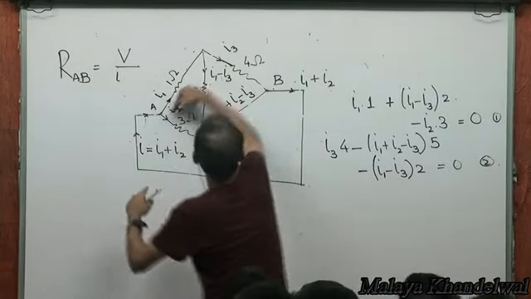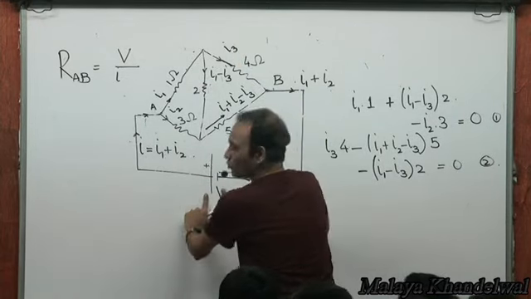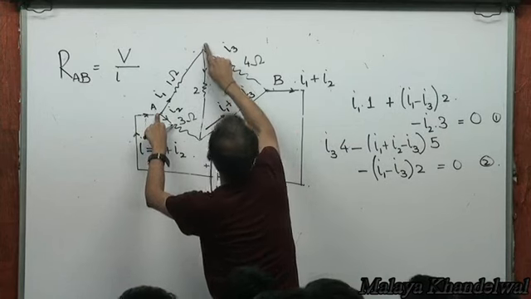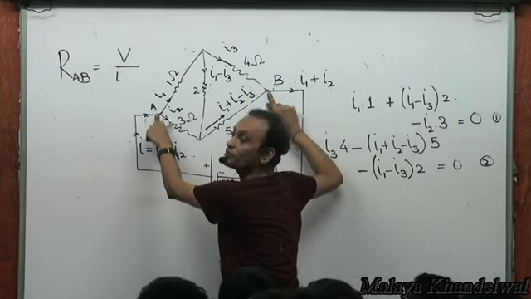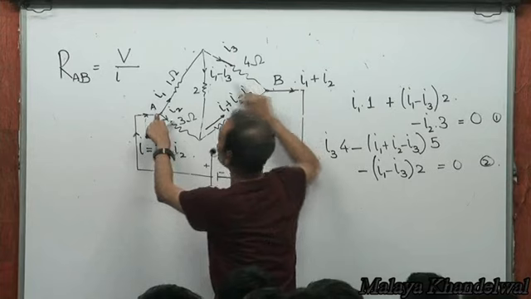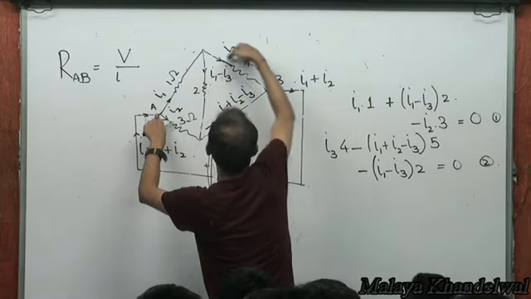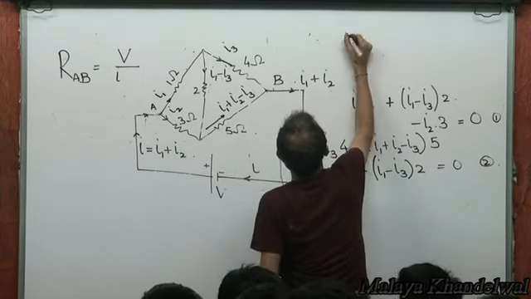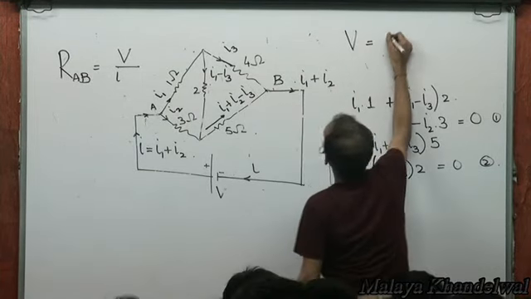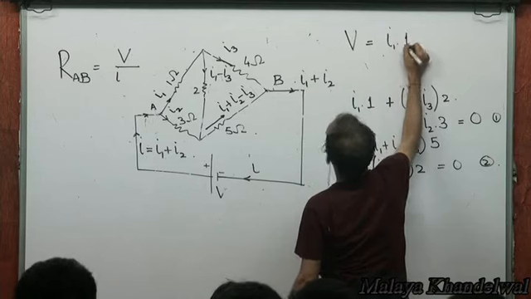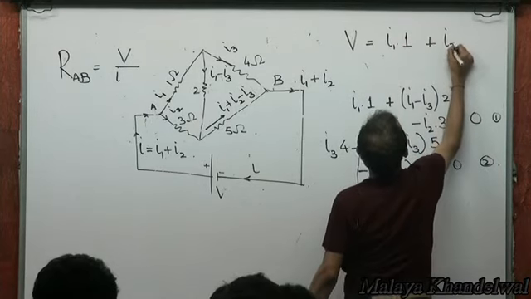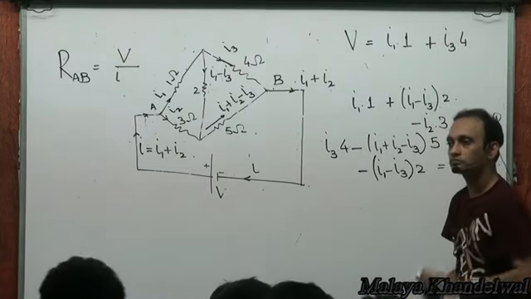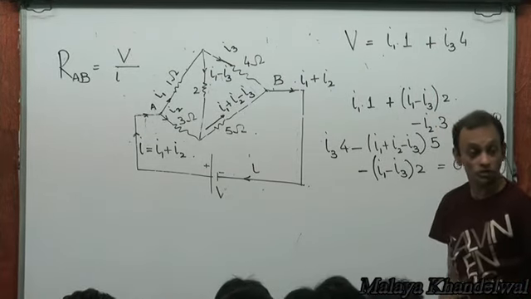So one way to obtain the potential difference from A to B, which is V volts, I could go this way. I1 into 1 plus I3 into 4 is the potential difference between A and B. The drop from A to B is going to be I1 into 1 plus I3 into 4, right? Yes or no?